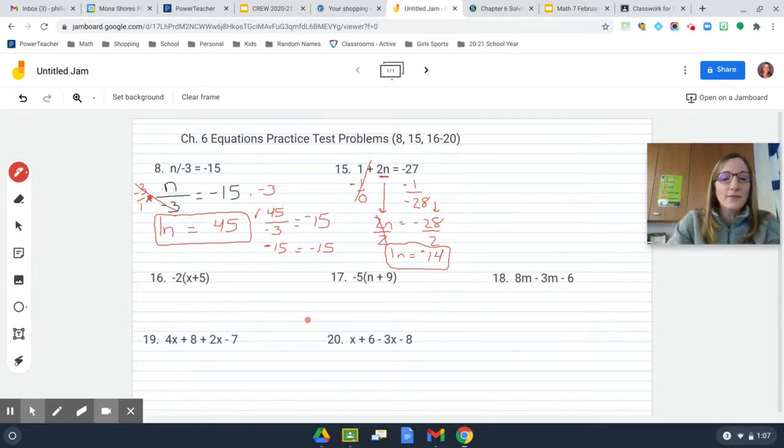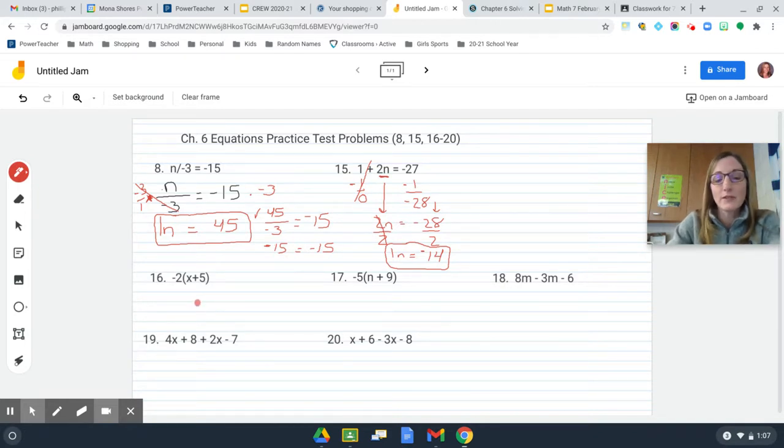So these last 5 down here are from chapter 5. And so every test that you take, there's always a review section on the test. So it just keeps what we've done throughout the year fresh in your mind. So this is from chapter 5.